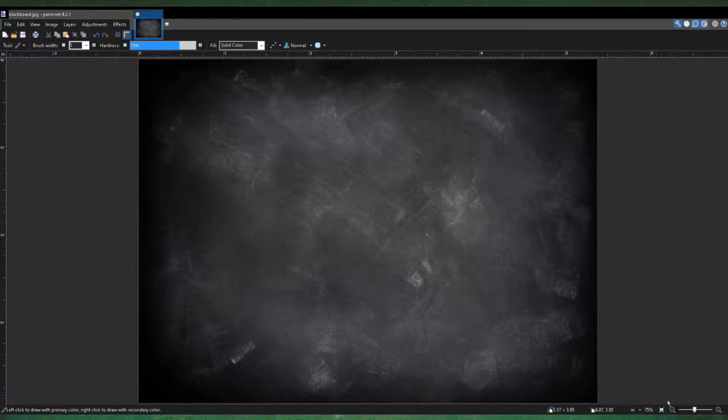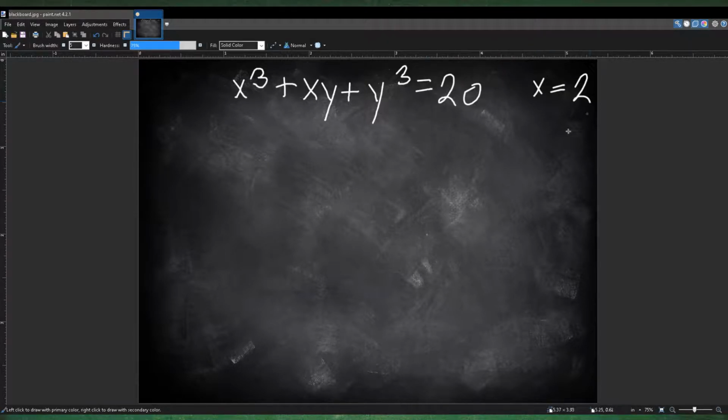So let's try a case like this. Let's write it a little higher so we get more room. x to the power of 3 plus x times y plus y to the power of 3 is equal to 20. And let's say we want to find the derivative at x equal to 2. So basically, the first thing you want to do is find the derivative of this, or find y.